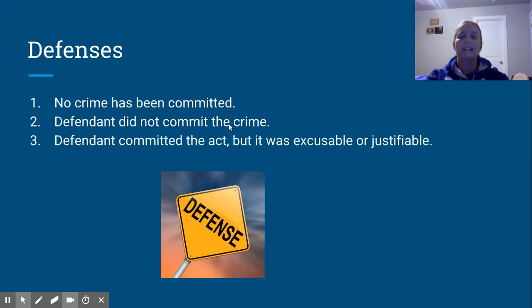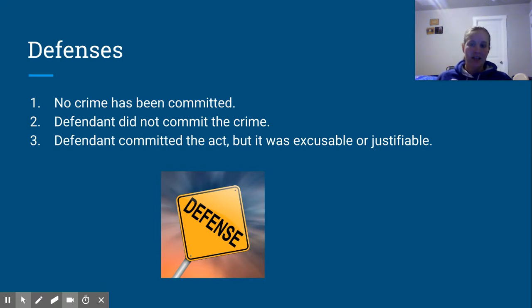Another defense is that the defendant did not commit the crime. So this could be an example of maybe a stolen identity. Maybe you were charged with a crime, but it was something that you didn't actually do. Maybe somebody was acting like you and they committed the crime themselves. So the crime was still committed, but it wasn't you that did it.